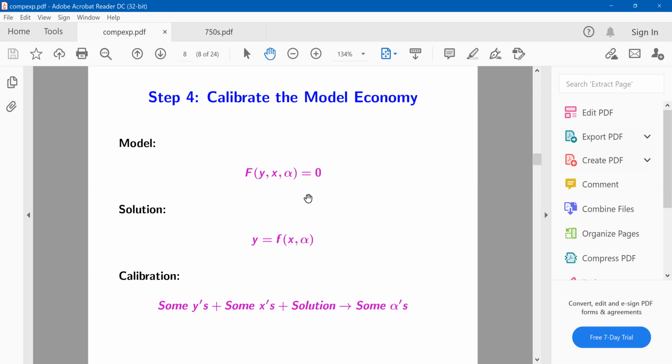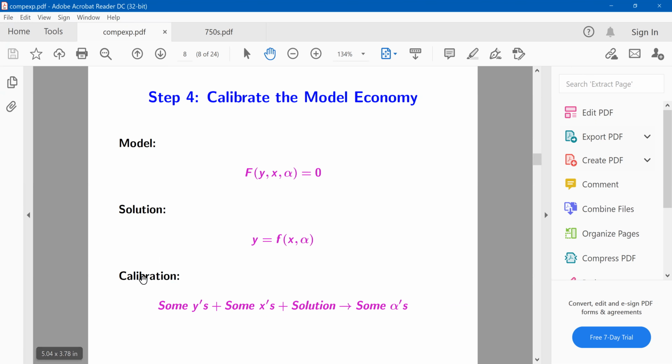Now, in the economic sciences, we can summarize the calibration algorithm in this way. Eventually, you have a model, right? And the model will have parameters, alpha, let's say. So alpha is a vector. And then in the model, there are some exogenous variables, x, and some endogenous variables, y. Now, as you see, the solution is writing down endogenous variables as functions of exogenous variables and parameters, right? So this is the model solution.